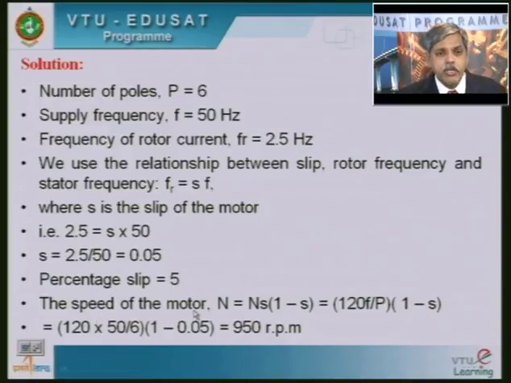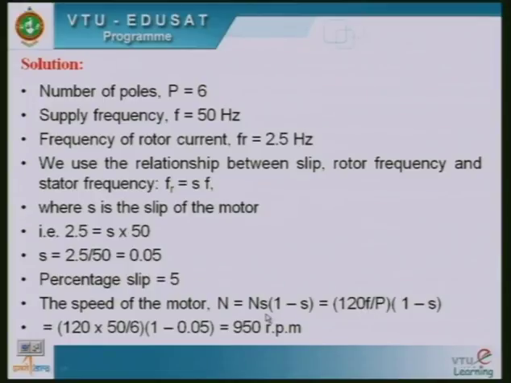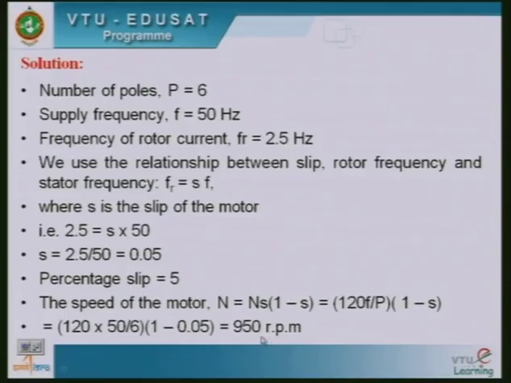The speed of the motor will be, again I will be using the equation N is equal to Ns into 1 minus S. So that is 120 F by P is the expression for Ns into 1 minus S. So this is 1000 multiplied by 0.95 I get here. So it will give us a speed of 950 rpm for the motor.